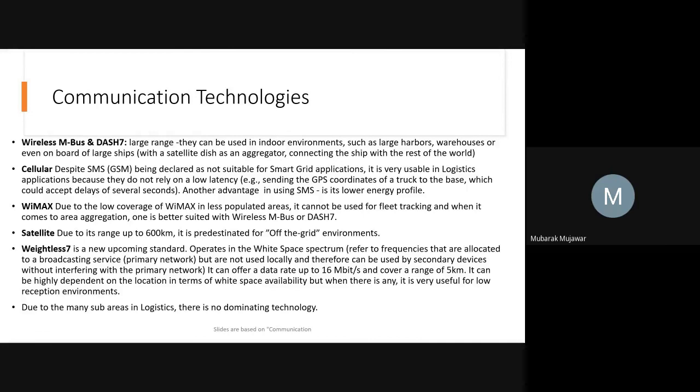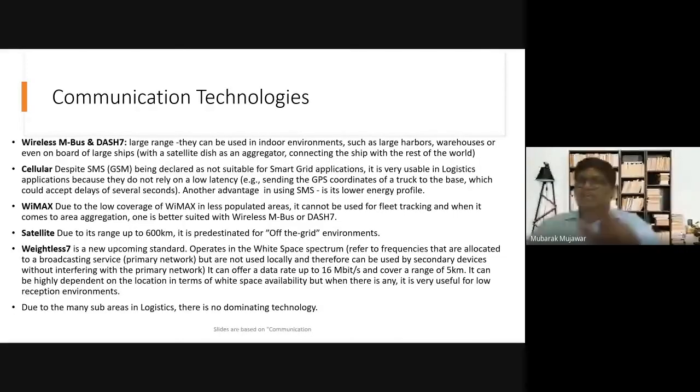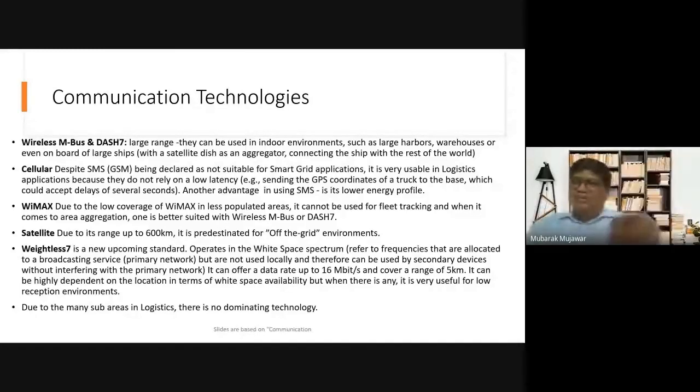Now, what is white space spectrum? We have certain frequencies which are allocated to one of the services, for example broadcasting services, which are not locally used, and that's why they can be used by secondary devices without interfering with the primary network. For example, we have a frequency range of about 900 megahertz to 950 megahertz allocated to Airtel. Now, Airtel is not operating in one of the locations. So that particular frequency band can be used by other services in that particular region. So it is known as white space spectrum. Although the spectrum is allocated to one particular service, that service is not using that frequency at that particular location, so we can use that frequency at that location. That is known as white space spectrum.